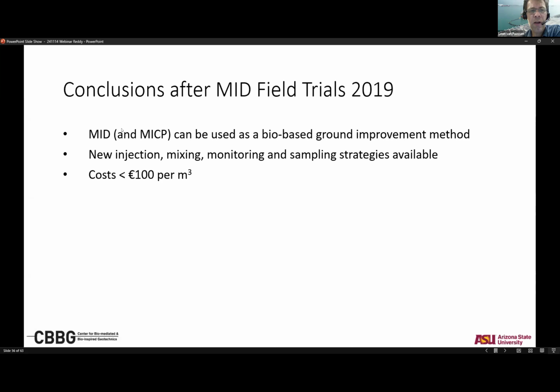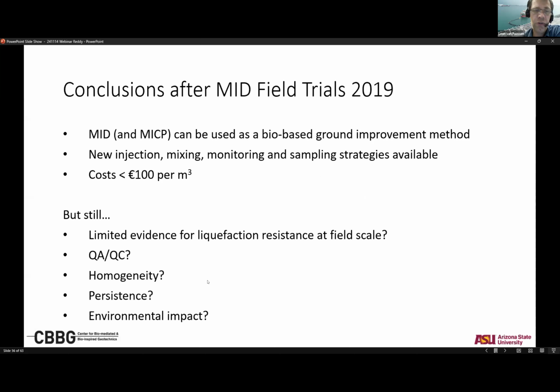So microbially induced desaturation, based on these field trials, we can conclude that it can be used as a bio-based ground improvement method. Again, we continue to develop new injection, mixing, monitoring and sampling strategies, and we were able to reduce the cost by just focusing on the degree of saturation reduction. But still, similar to MICP, we have limited evidence for liquefaction resistance at field scale, and we're still working on that, trying to find new sites to treat at large scale.